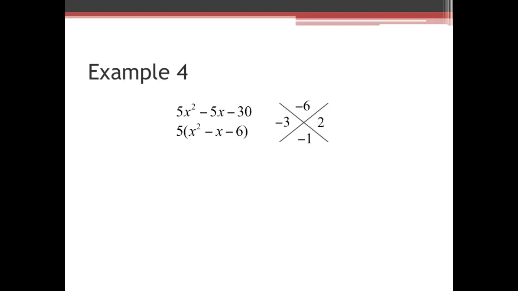So now we can write this in factored form. That would be 5 times x minus 3 times x plus 2. And that's it.